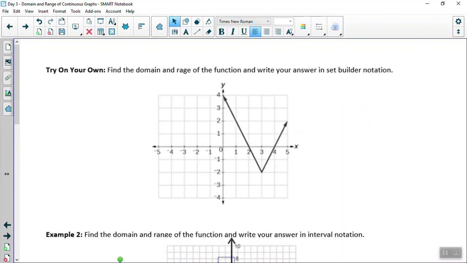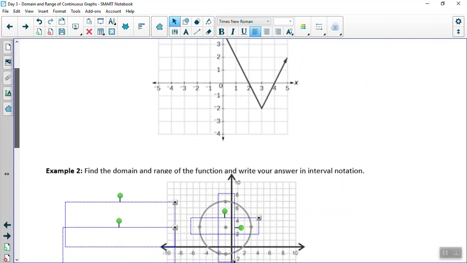All right, so I want you to come over to this graph here, and I want you to try this one on your own. Pay attention to the arrows and pay attention to your lowest point. Go ahead, pause the video now. Okay, let's go down to the next one.